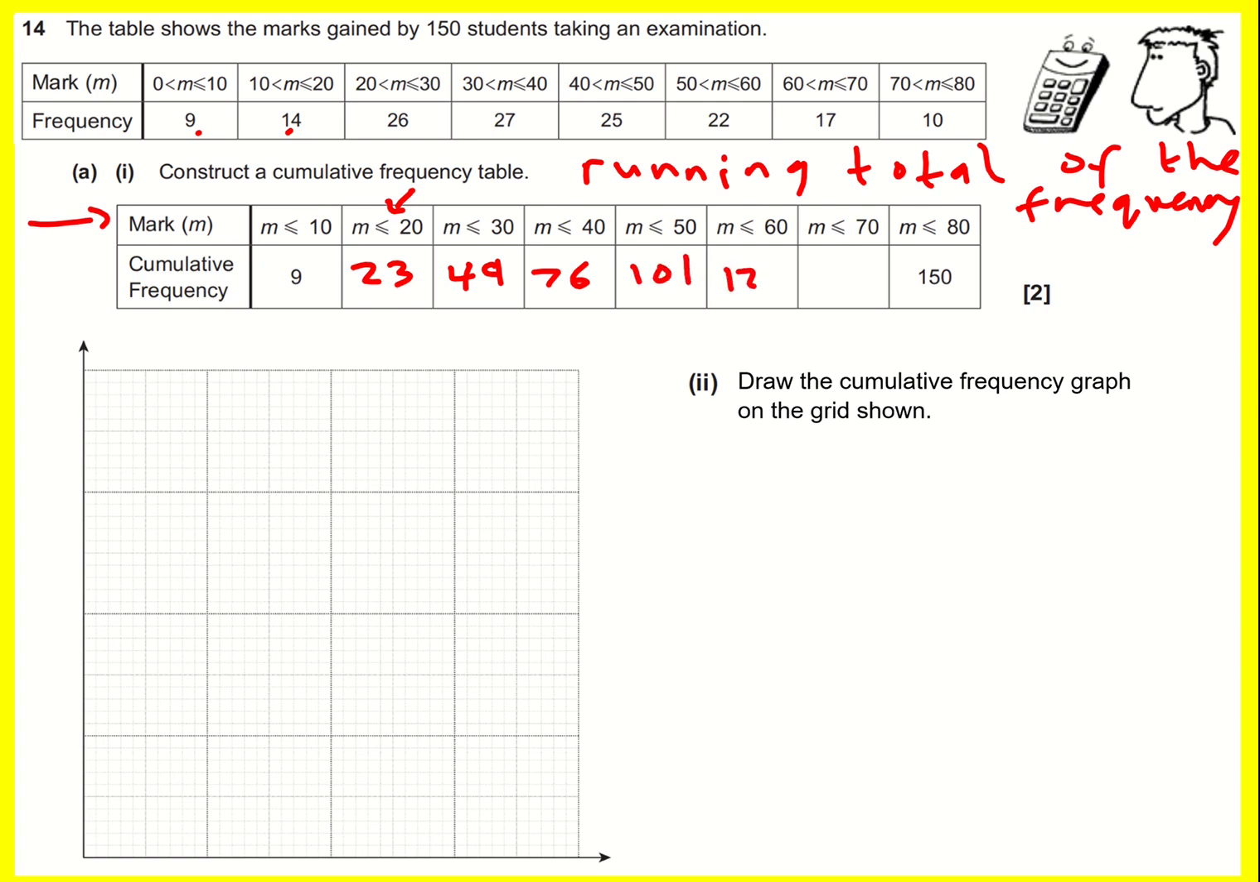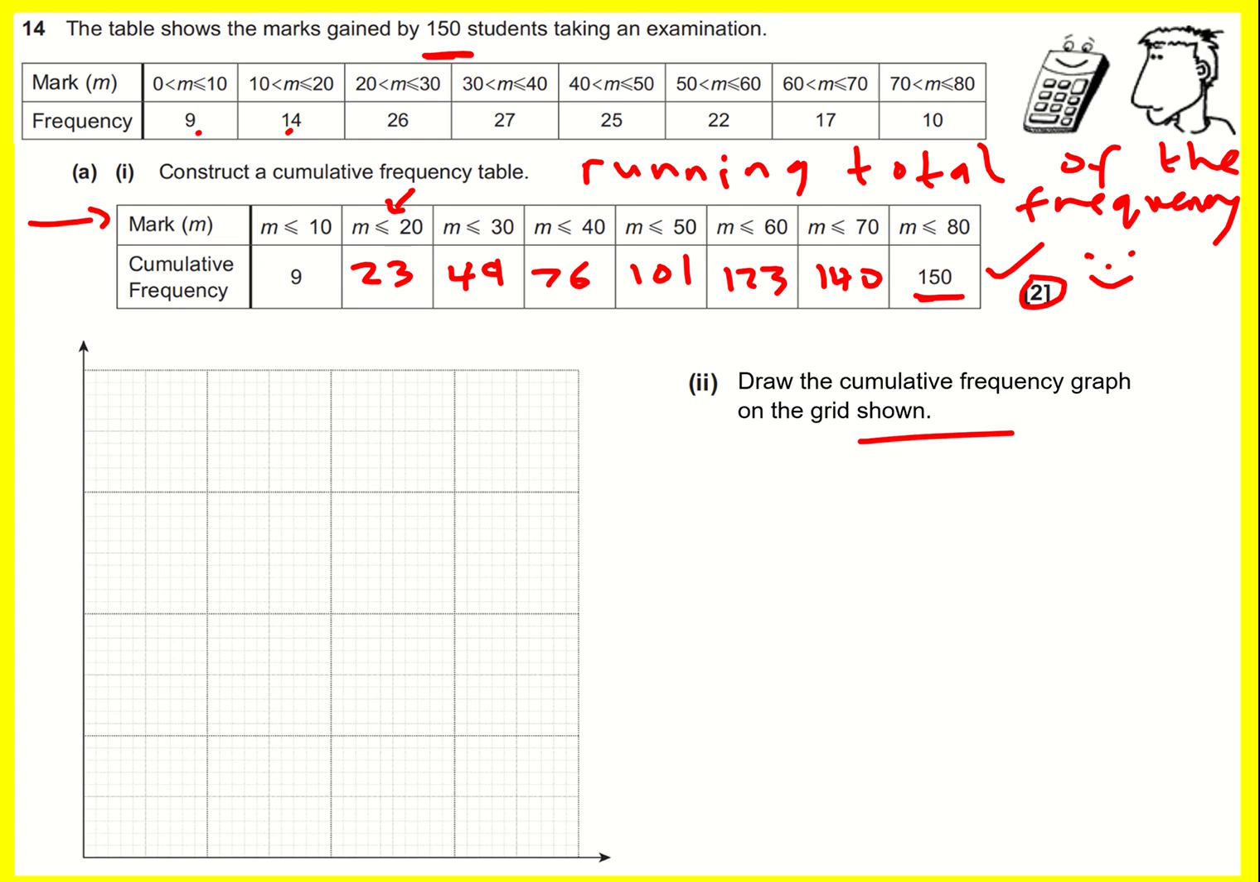101, 123, 140, 150. I've got this one at the end, I've got the total number, so I can be pretty sure that I've not made a mistake with my calculation. Okay, now it's asking me to draw the cumulative frequency graph.